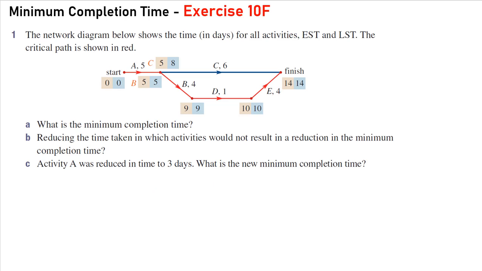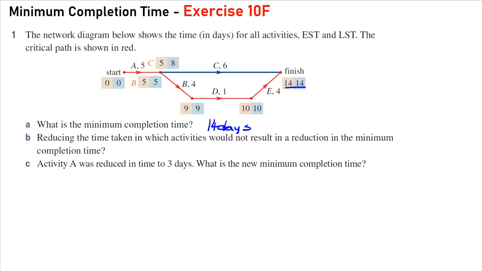The network diagram below shows the time in days for all the activities. Remember, EST stands for earliest start time and LST stands for the latest start time. The critical path on this diagram is shown in red. So we've been asked, what is the minimum completion time for this particular project? Well, we just go to the finish here and we can see that it took 14 hours to complete. So that's the minimum. Oh, sorry.